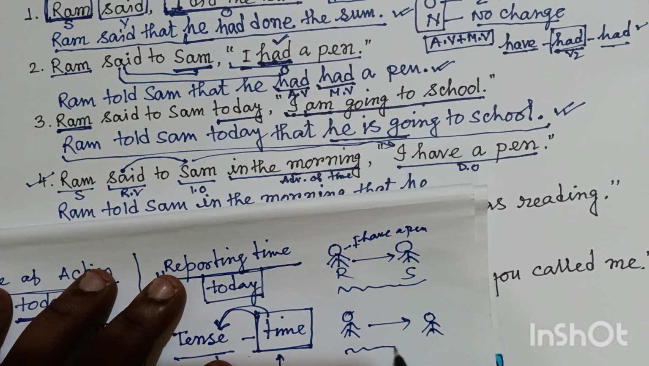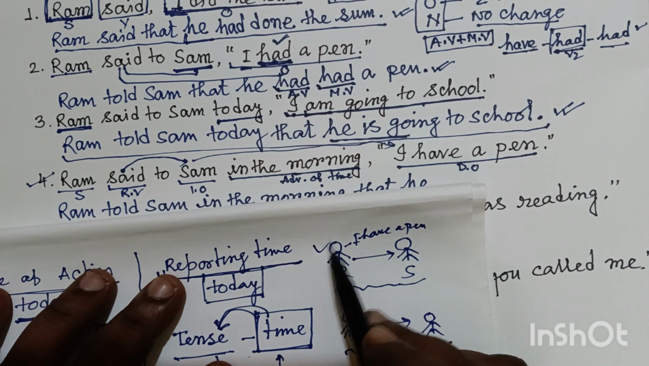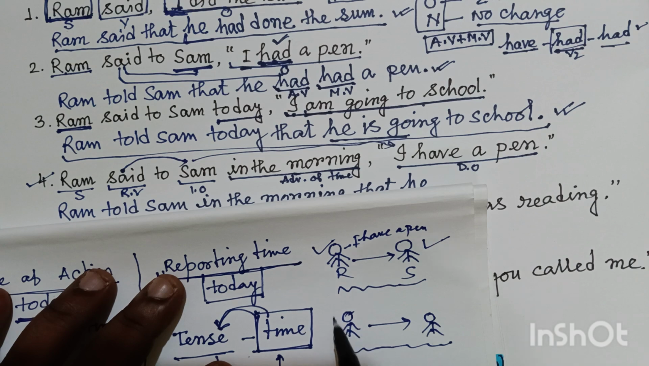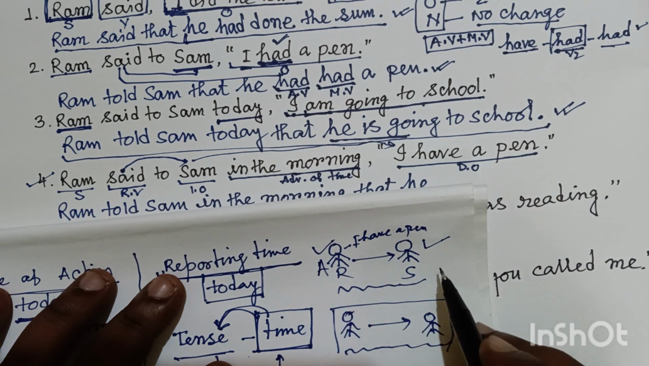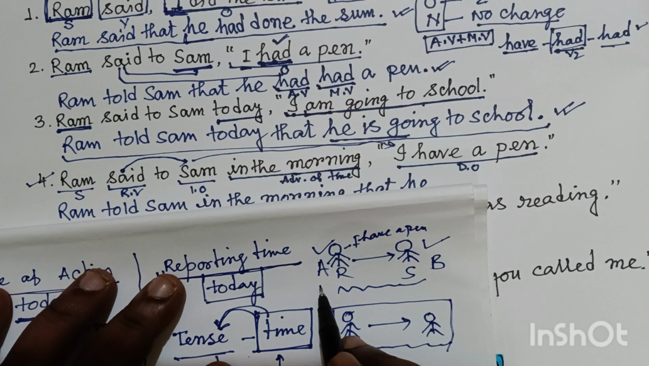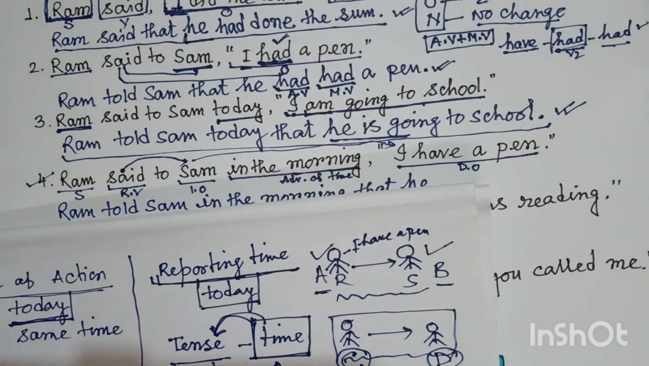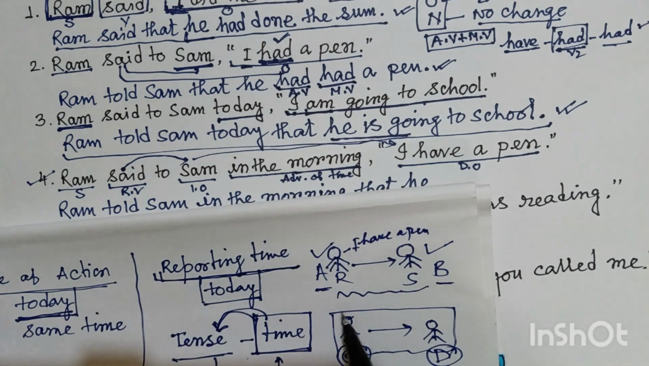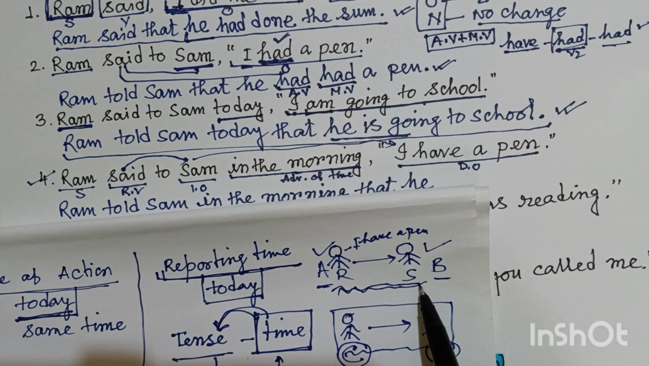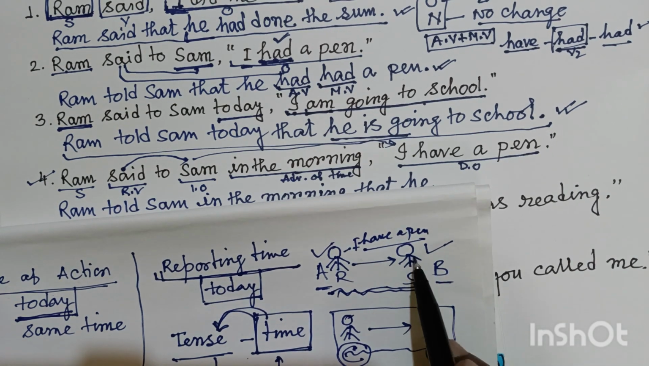Whenever this reporting is being done, at that time, Ram, Sam, no one is present here. If this is A and this is B, the conversation is done between A and B, and here C is reporting it to D. This is the actual thing. So in the morning they have told it. In the morning Ram had said, I have a pen to Sam.